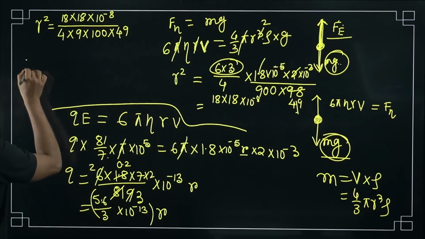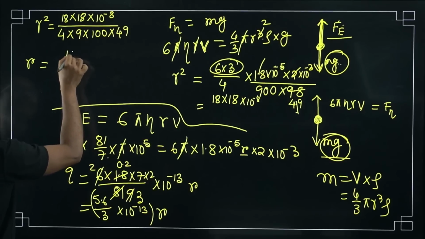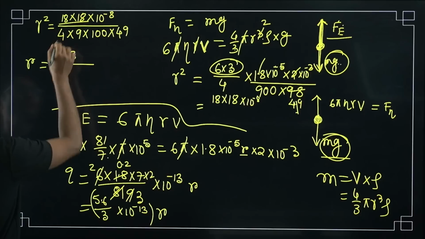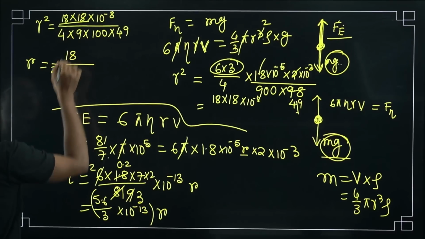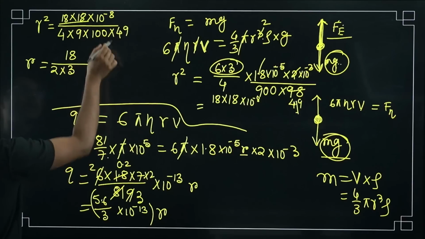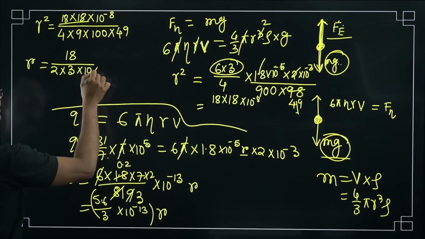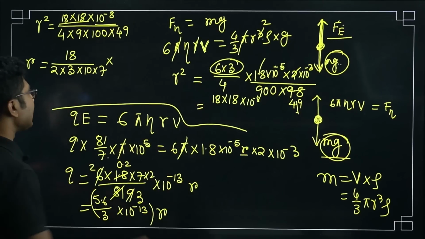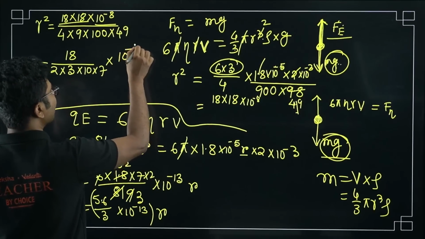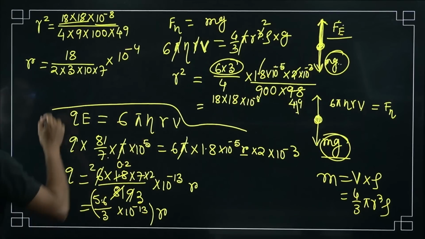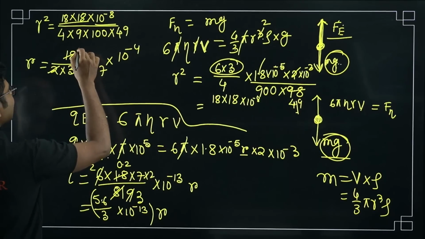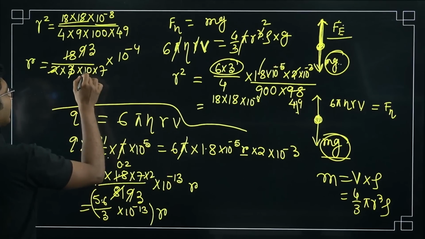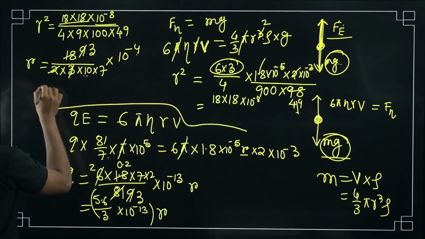So what is the value of r? Value of r will be the square root of 18, and for each pair we will take 1, right? Divided by 4, square root is 2, 9 square root is 3, and 100 square root is 10, and 49 square root is 7, and 10 to the power of minus 8 square root is 10 to the power of minus 4. As you can see, this is getting slightly complicated. So there will be cancellation as well, 9, and then again cancellation 3, and this will go up and become 10 to the power of minus 5.